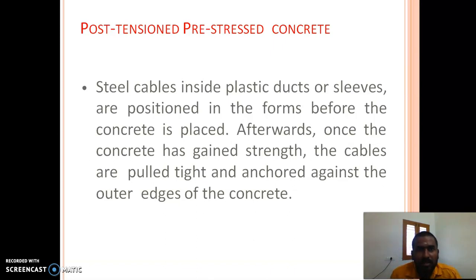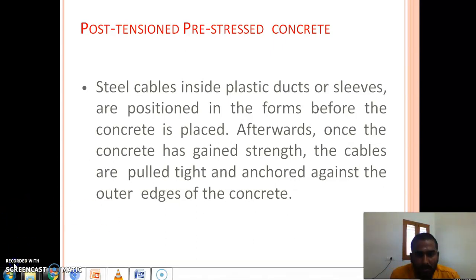So here what is happening? You have to compare both pre-tension and post-tension. There, even before making the concrete, the tendons are stretched. Here, once the concrete is hardened, only then are the tendons placed inside the duct and stretched. In pre-tension prestressed concrete, the force is transferred from tendon to the concrete section by bond, by connection, by interface. But whereas in post-tension concrete, the force is transferred from tendon to the concrete section at the ends by anchorage. So these are the main differences between pre-tension concrete and post-tension concrete.